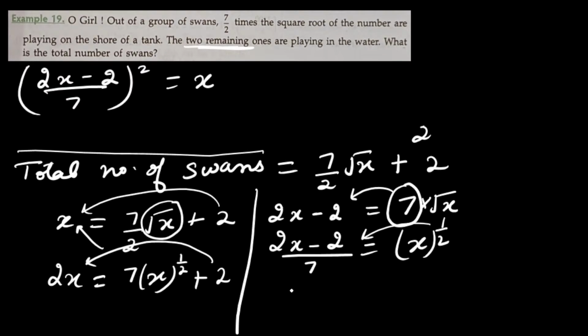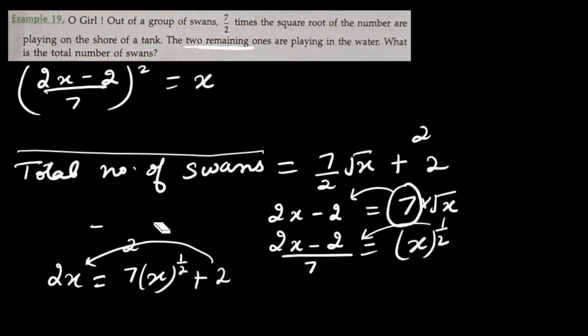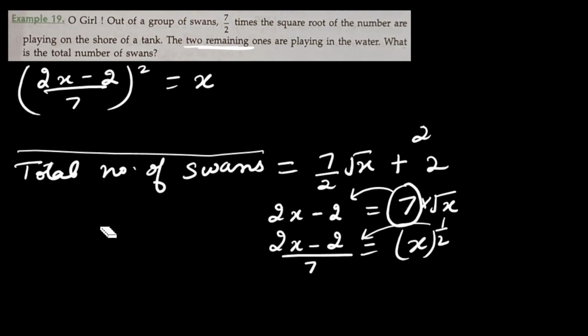And then this 7 to the other side. So that's what we have done. One mistake I have done here. What I did: this is x, this is x, x is equals to 7 by 2 root plus 2.